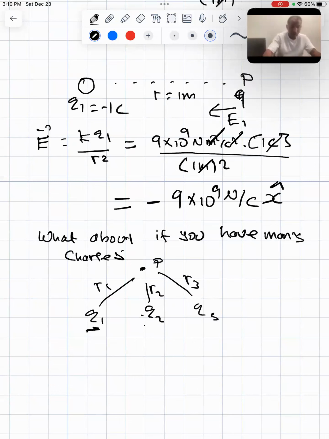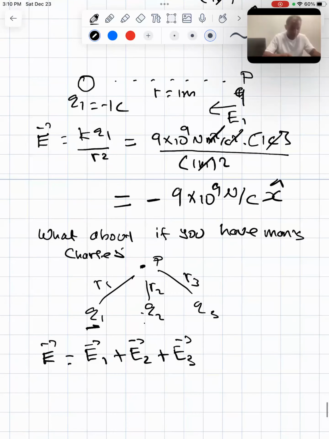From the superposition principle, the net electric field at point P is the electric field because of Q1, plus the electric field because of Q2, plus the electric field because of Q3. It's a vector quantity, okay? So that's a net vector. Be careful when you add vectors, because a vector has magnitude and direction, okay?